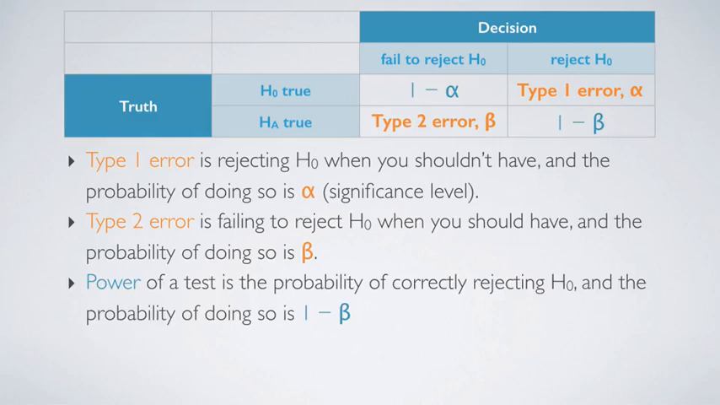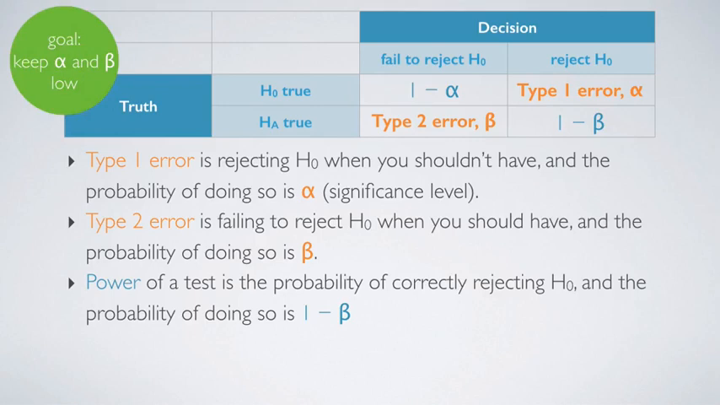The power of a test is a positive thing, instead of an error, where we have labeled this a positive word. This is the probability of correctly rejecting the null hypothesis, and the probability of doing so is 1 minus beta. If the alternative hypothesis is true, there are one of two things you can do. You might commit a type 2 error, and the probability of doing so is beta, or you might correctly reject the null hypothesis in favor of the alternative, and the probability of that then is going to be the complement of beta, 1 minus beta, and that's what we call our power.